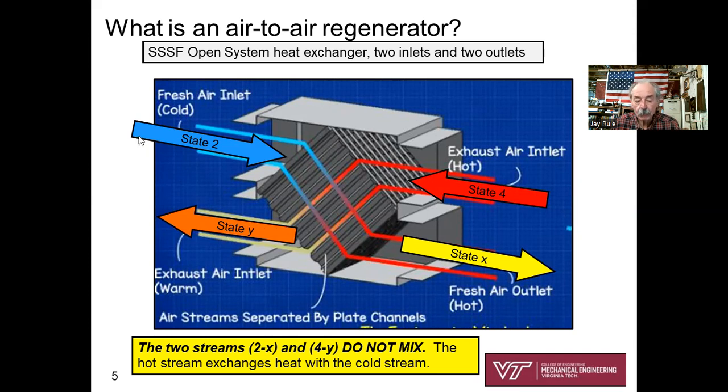How do we do that? Well, we come in with cold air or cooler air, state 2, and it's picking up energy from the hot stream. And so you see that I've colored it yellow to show it's kind of warmer than blue. And off it goes then to the combustion chamber. So be aware, for a regenerator, air-to-air regenerator, the two streams do not mix. 2 to X does not mix with 4 to Y.